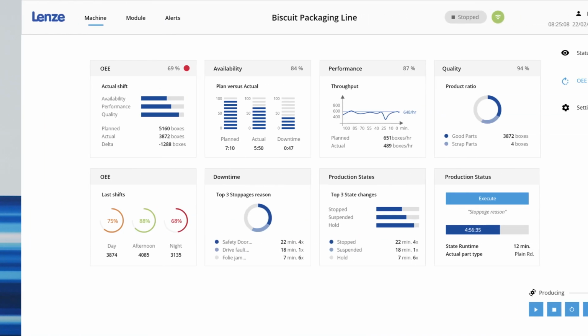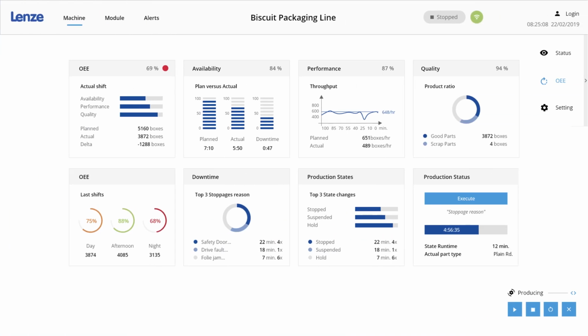Today we are talking about OEE and downtime tracking as part of our digital solutions. To start with, I will just give you a short overview of OEE in general. That's a KPI that has been used in production for decades, but we are convinced that we can bring it to digital level now.